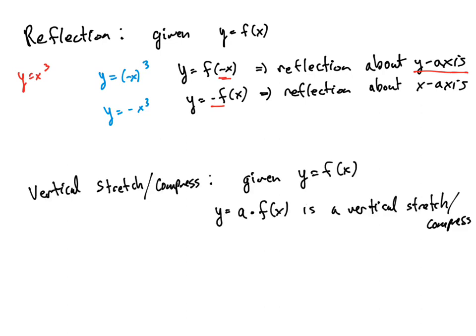Next up is a vertical stretch or compress. So given y equals f of x, if we have a constant a times f of x, we say that that is a vertical stretch or compression by a factor of a.